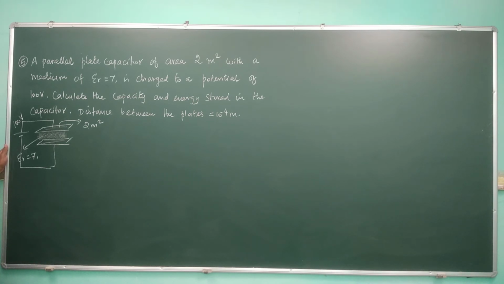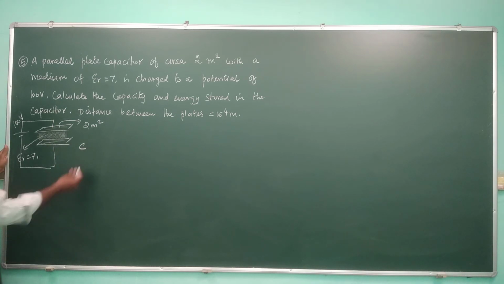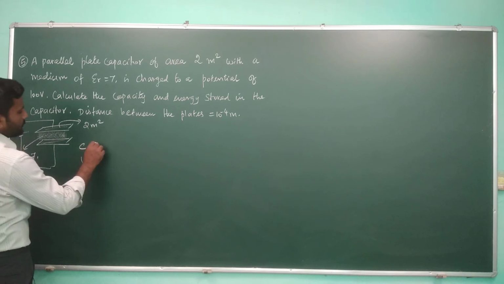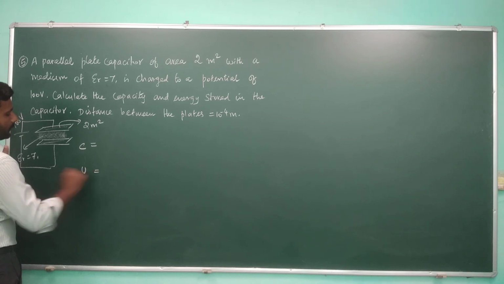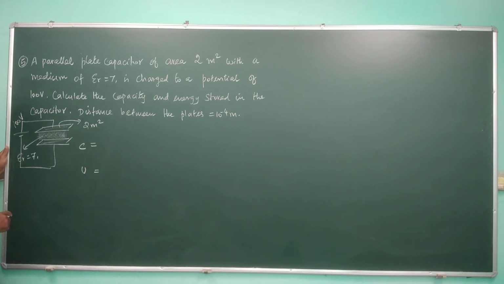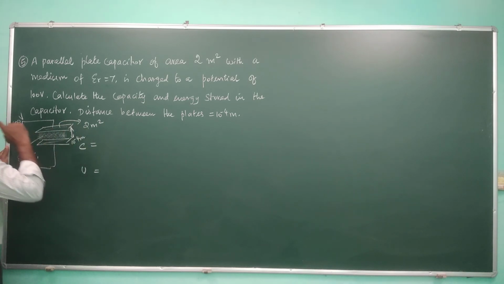And calculate the capacity. So C is to be calculated and the energy stored. Energy will be stored as a potential energy in the capacitor. How to calculate C and how to calculate U? The distance between the plates will be 10 power minus 4 meter.